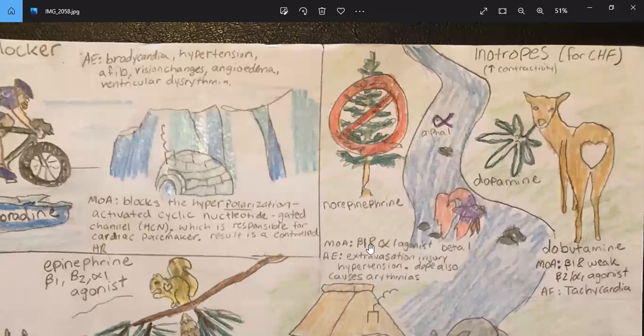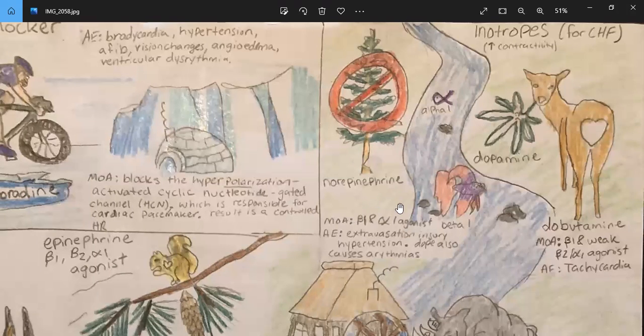And so going back to the mechanism of action, we have this little stream running through here. We have an alpha, which the alpha symbol kind of looks like a fish. And then we have a beta fish. So norepinephrine and dopamine are beta 1 and alpha 1 agonists. Ignore this beta because that beta is just showing you that it's this. But anyway, so a beta 1 and an alpha 1 agonist. Whereas dobutamine is a beta 1 agonist and also a very weak beta 2 and alpha 1 agonist.